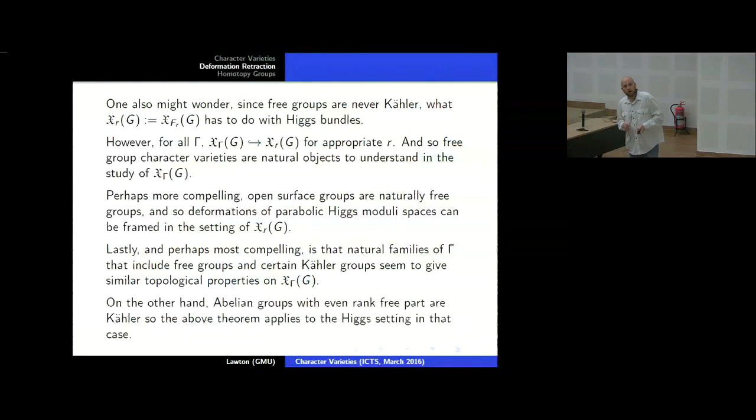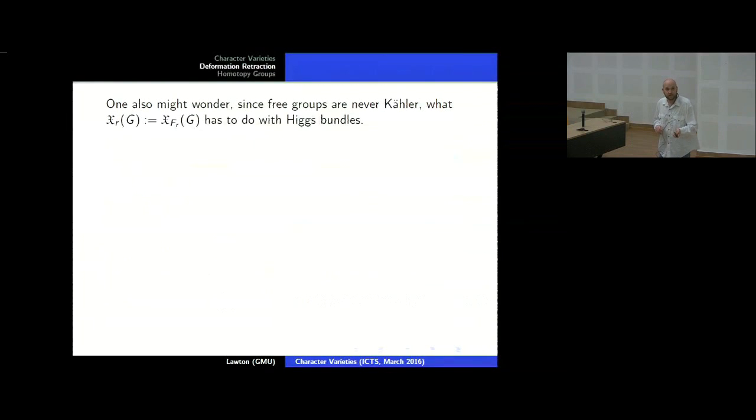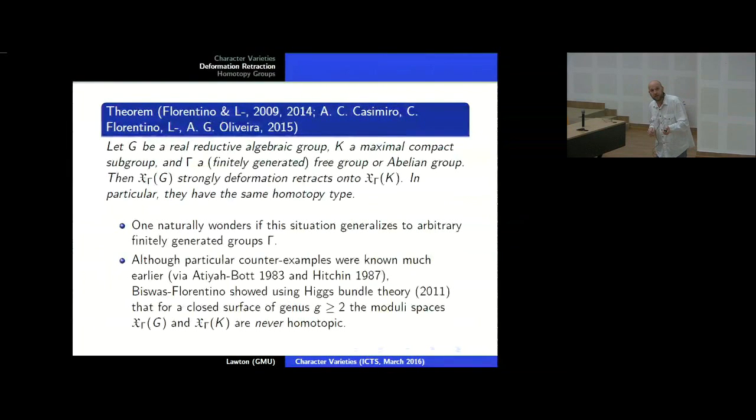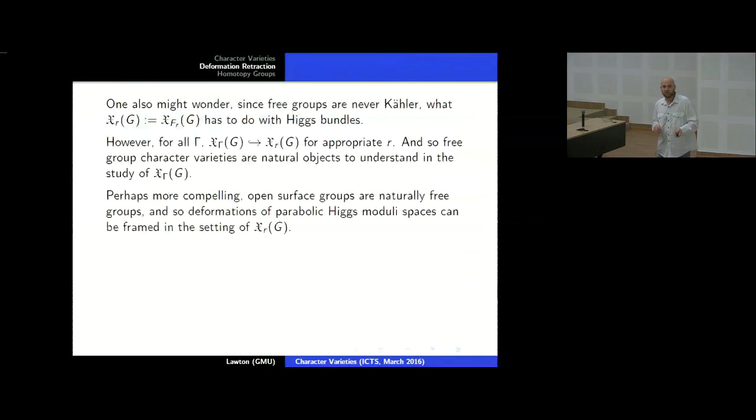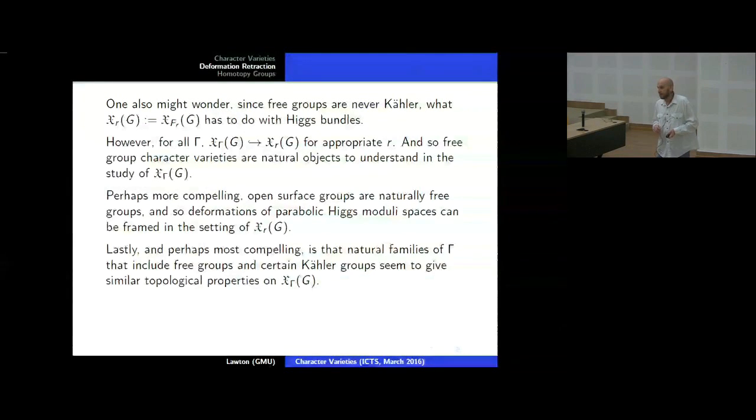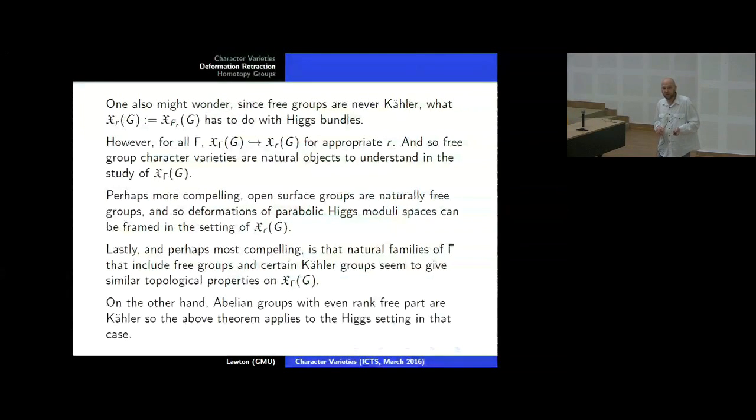Okay, so on the one hand, it's all about free groups. On the other hand, what did the last theorem say? It had free groups and abelian groups, right? Well, okay, free groups, you might have needed some motivation, but abelian groups are great, because any finitely generated abelian group with even rank free part is Kahler.